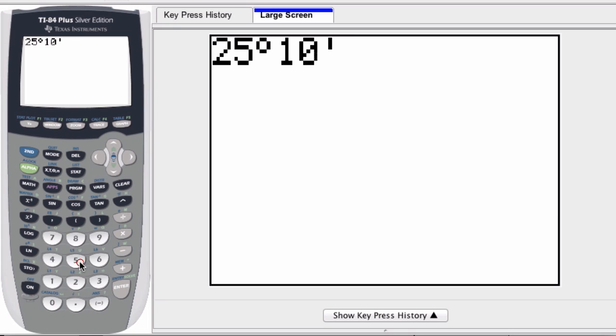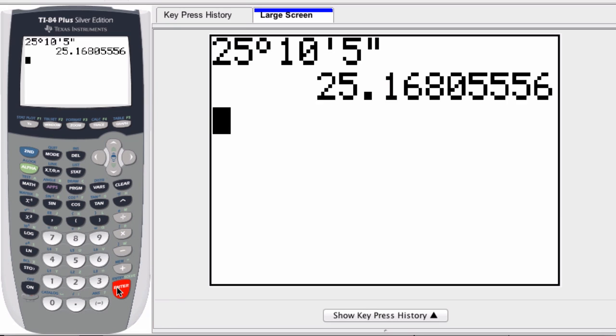And then for seconds, let's say 5 seconds, I hit alpha and plus, and now by pressing enter, I convert my degrees, minutes, seconds to degrees in decimal form.